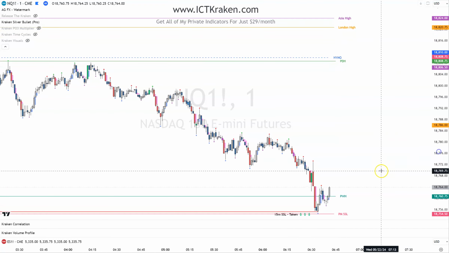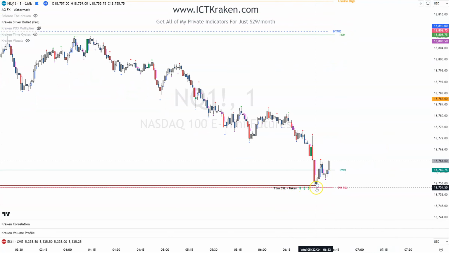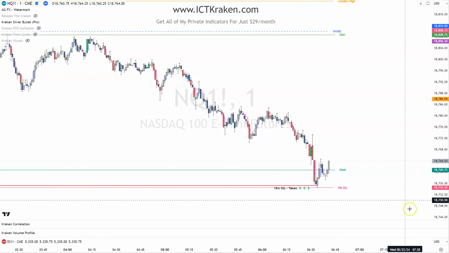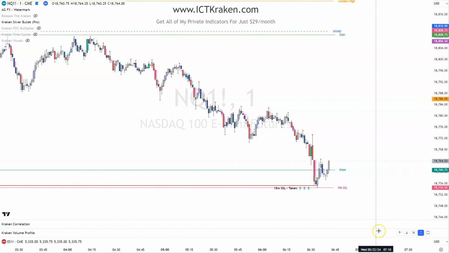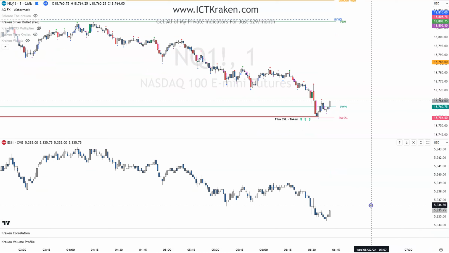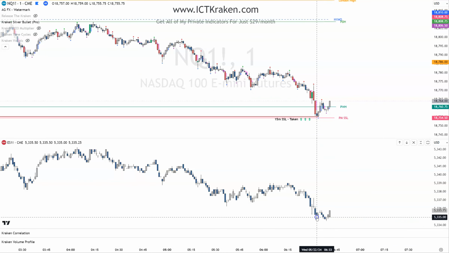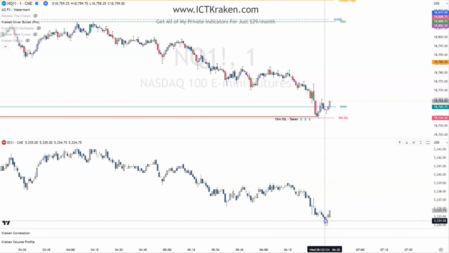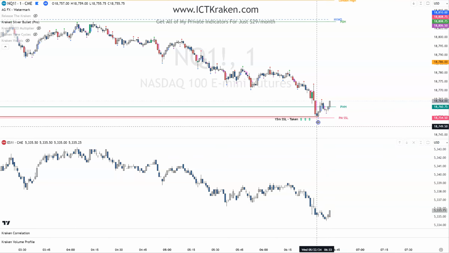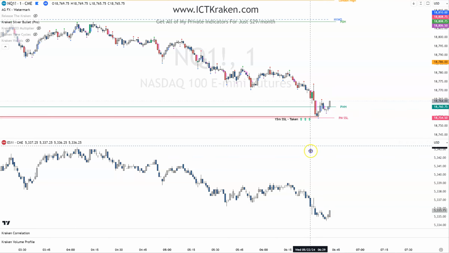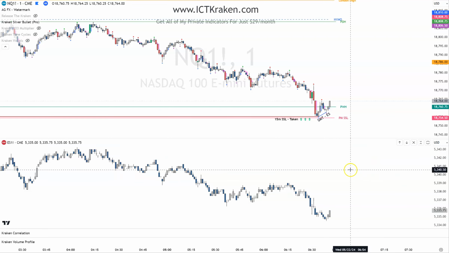So what I saw when we took out this liquidity and we stopped here, what I was looking for was SMT with ES. So let's move this up here. There's SMT. This low here, swing low, is higher than this swing low, and it's lower than this swing low. So we got SMT with ES right there.